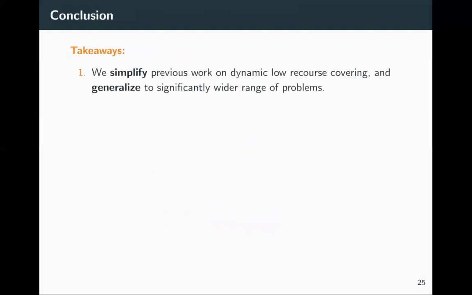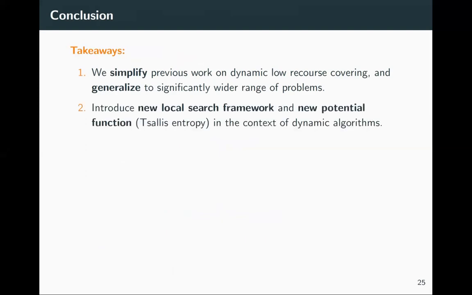I'd like to just say a few takeaways. So our work simplifies previous work on dynamic low recourse covering problems and generalizes to a significantly wider range of problems. We introduce a new local search framework and a new potential function, the Tsallis entropy, in the context of dynamic algorithms, and we really hope that they find uses for other problems.